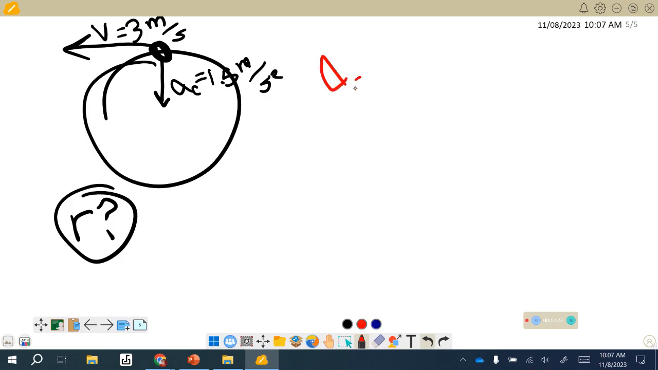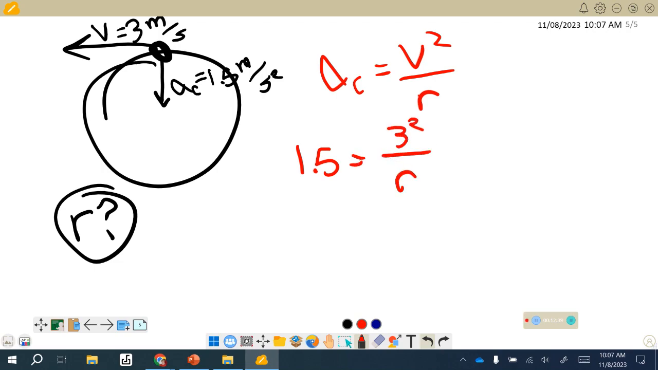We're going to use our centripetal acceleration equation because it's got v squared in it and r, right? We got centripetal acceleration, we know that, that's 1.5. We got velocity, that's going to be 3 squared, and we got radius, that's what we're trying to solve for. Multiply r over to this side, 1.5r equals 9. Divide both sides by 1.5, we get 6. Okay, 6 meters to be specific. Got to put in your units.